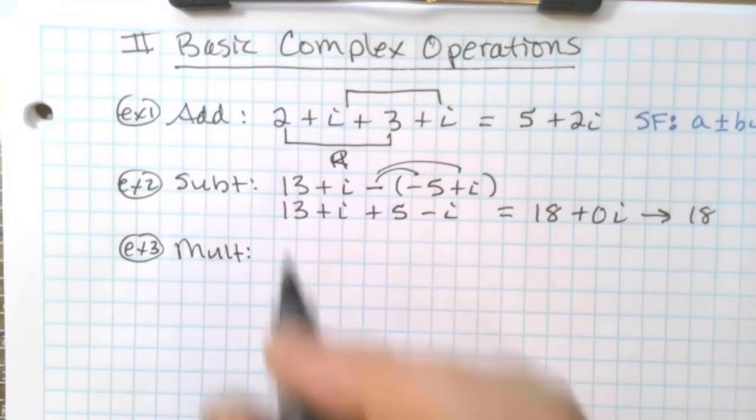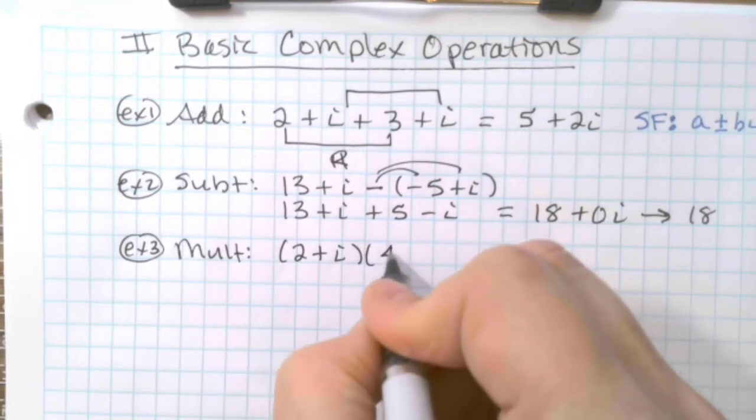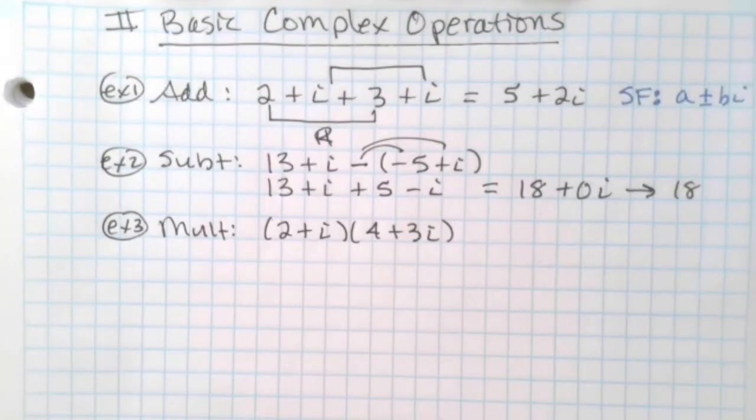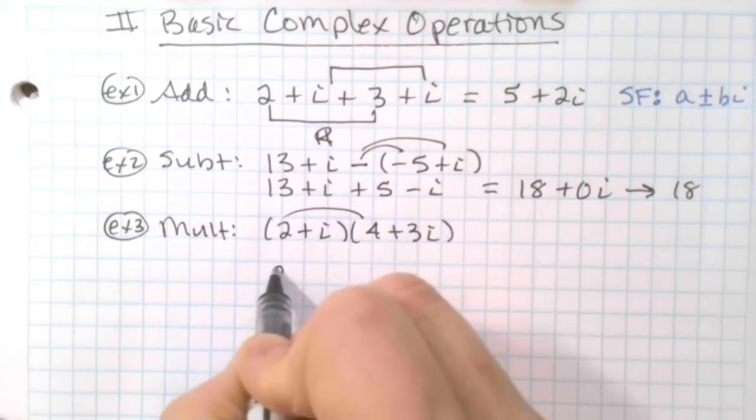We're going to multiply 2 plus i times 4 plus 3i. Now, in the beginning, multiplication is just like normal. You're going to distribute the 2, distribute the i, and add up. So let's do that. 2 times 4 is 8.